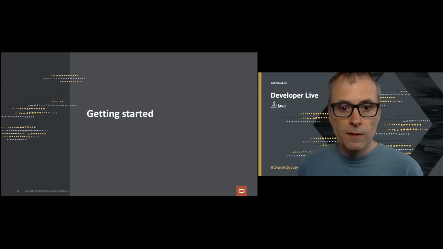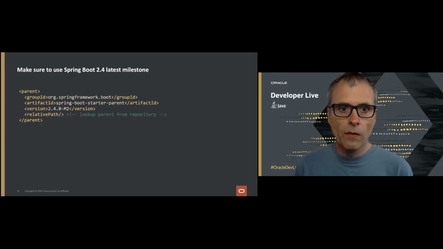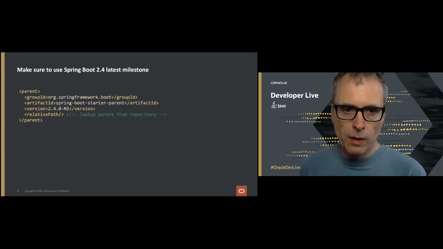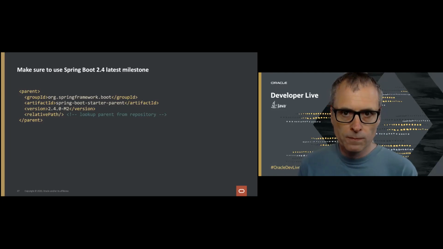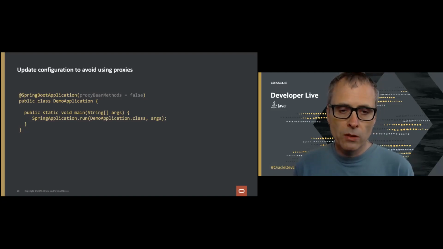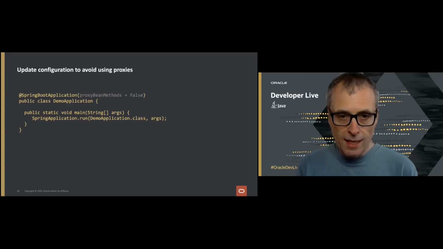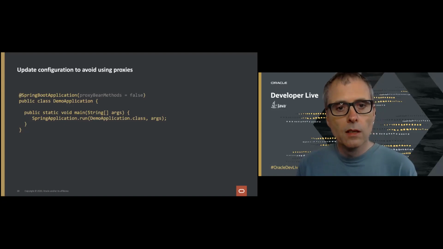But how do you get started if you want to go and play with this right now? So you need to be on that Boot milestone, the latest one. So make sure you're on at least 2.4.0 M2. You do need to update your configuration classes. You see this proxyBeanMethods equals false. You do need to add that to your configuration classes to stop Spring from creating CGLIB proxies. GraalVM only supports JDK proxies in native images, so we need to turn it off.